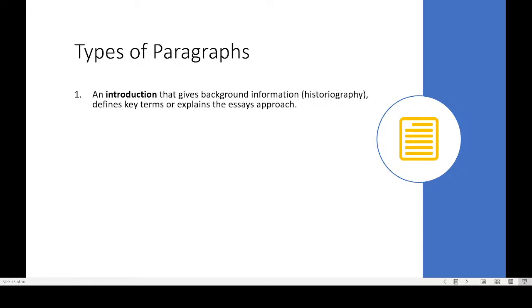In the essay example, we'll go through my introduction in a little bit of detail towards the end, but I follow that 3rd approach here. I explain the essay's approach in my introduction.